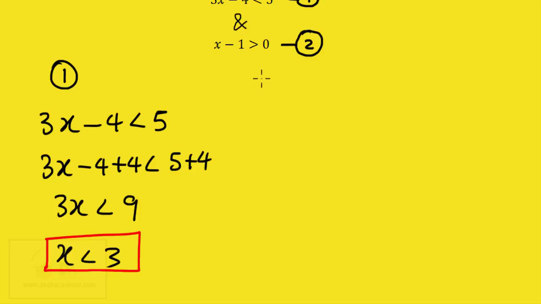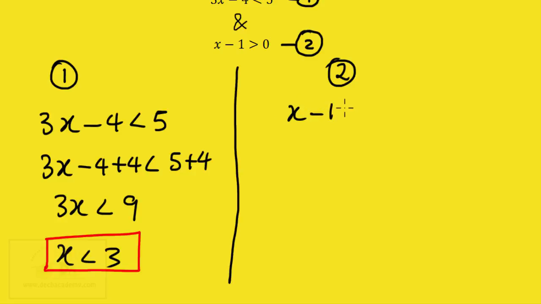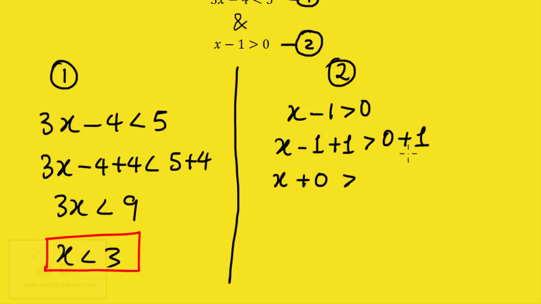Now let's look at the second inequality. It says x minus 1 is greater than 0. In order to make x the subject of this inequality, all we have to do is isolate x on the left hand side. So let's get rid of this minus 1. Let's add 1 to both sides of the inequality. x minus 1 plus 1 is x, and 0 plus 1 is 1. This gives x is greater than 1 as the solution to the second inequality.